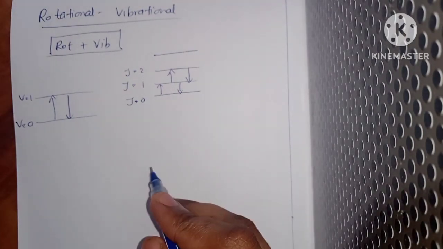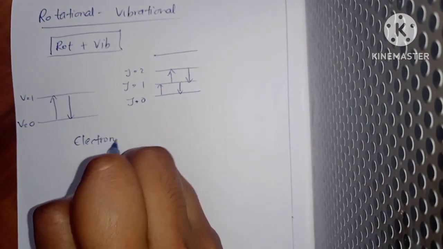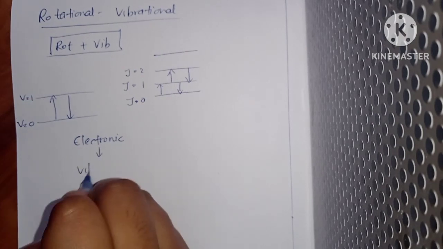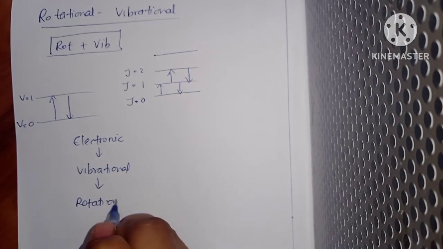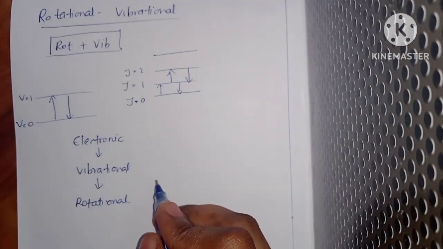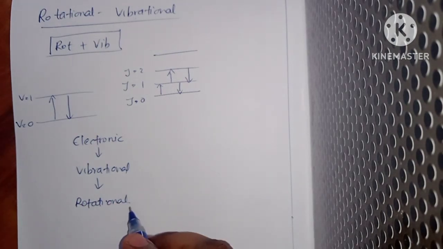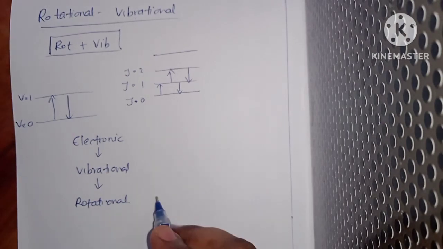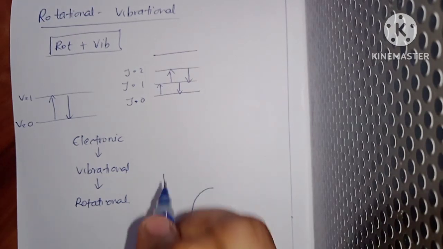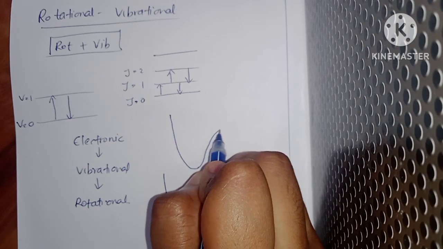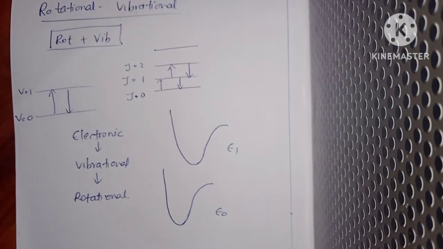Mainly molecules can exist in three energy levels. They are, first, the electronic energy level, then vibrational energy levels, then rotational energy levels. So these electronic energy levels are more widely spaced than vibrational, and vibrational levels are more widely spaced than rotational. If we are considering two electronic states, the ground state can be represented as E0 and the first excited electronic state can be represented as E1. These are examples of two electronic energy levels.